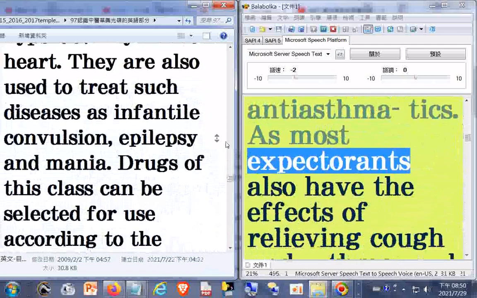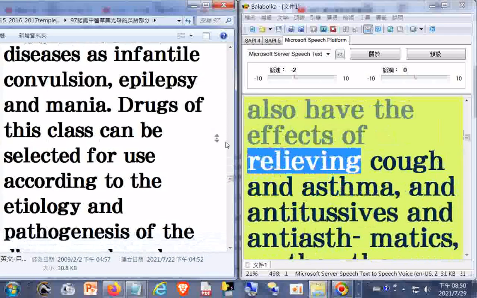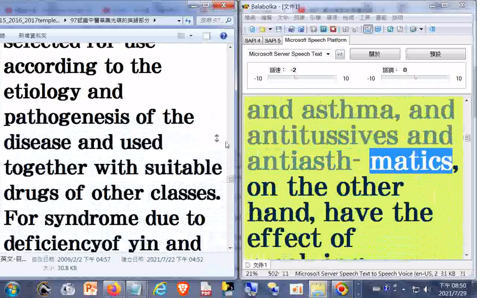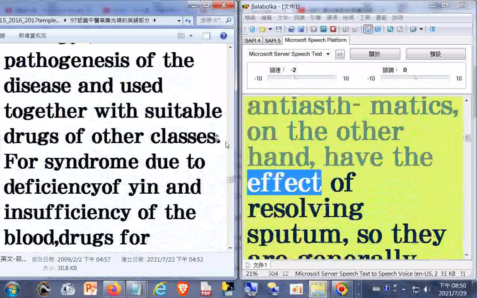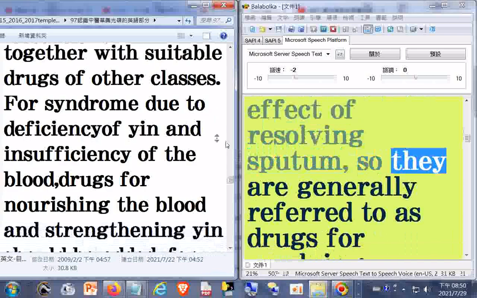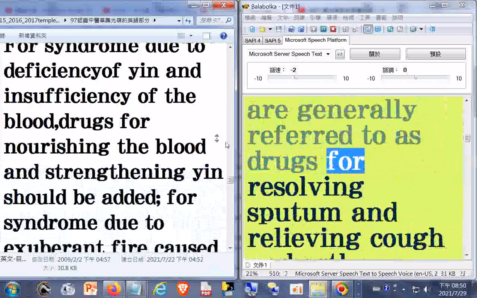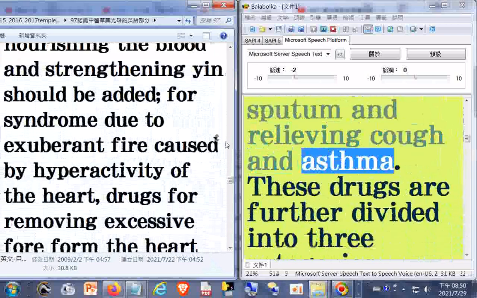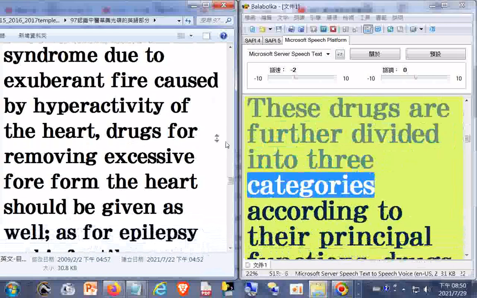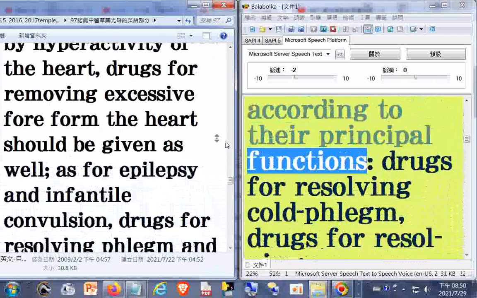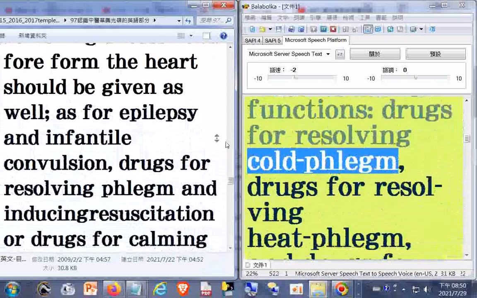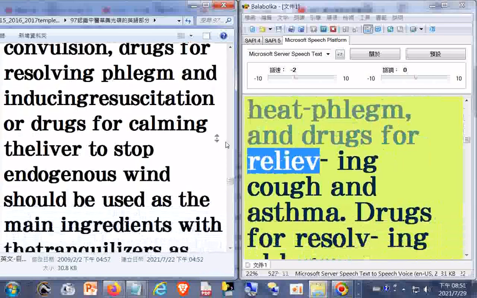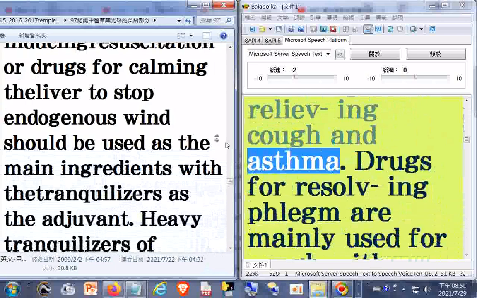As most expectorants also have the effects of relieving cough and asthma, and antitussives and antiasthmatics, on the other hand, have the effect of resolving sputum, they are generally referred to as drugs for resolving sputum and relieving cough and asthma. These drugs are further divided into three categories according to their principal functions: drugs for resolving cold phlegm, drugs for resolving heat phlegm, and drugs for relieving cough and asthma.